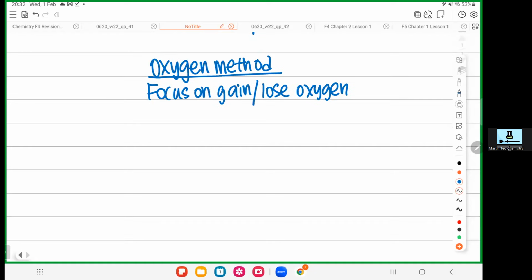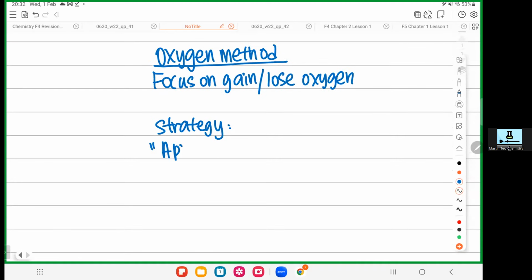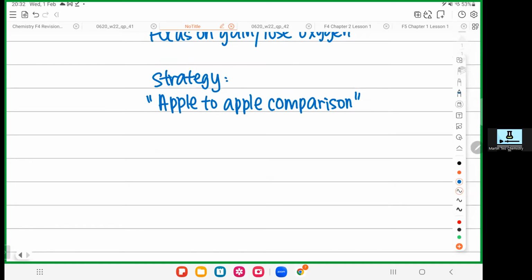So what is the strategy that you need to use? This strategy can be used for any other method. We call it apple to apple comparison. What do we mean by that? Listen carefully. When you do apple to apple comparison, you must always choose the right pair to compare. You must always compare the right apple. You cannot compare apple with durian, and you cannot compare apple with rambutan. So how to choose the right apple, the right pair to compare?